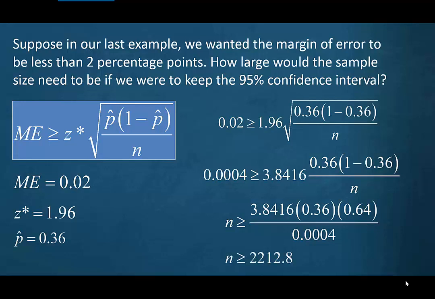We put this into the calculator, and we're going to get 2,212.8. And we always round up. Even if that were a 0.3, we round up to the next whole unit. And we're going to get an n of 2213.